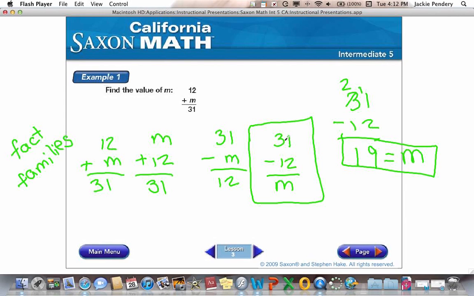If you want to double check yourself, you can. 12 plus 19 now should equal 31. 2 plus 9 is 11, carry the 1. 1 plus 1 plus 1 is 3. And so I see that my answer is in fact correct.